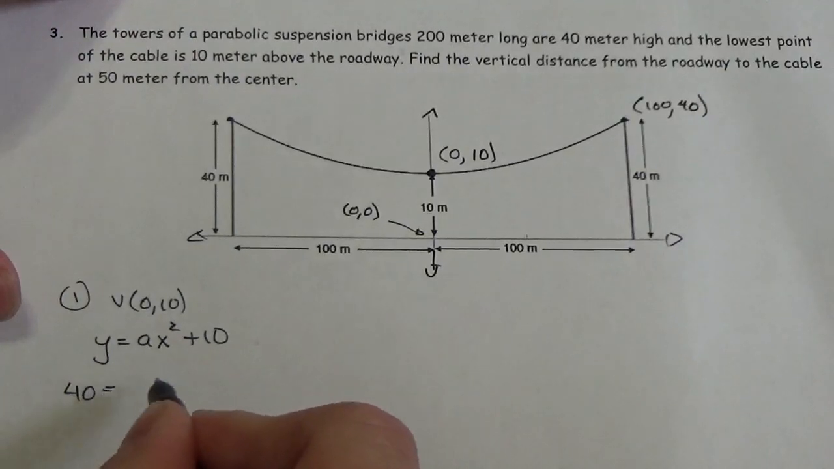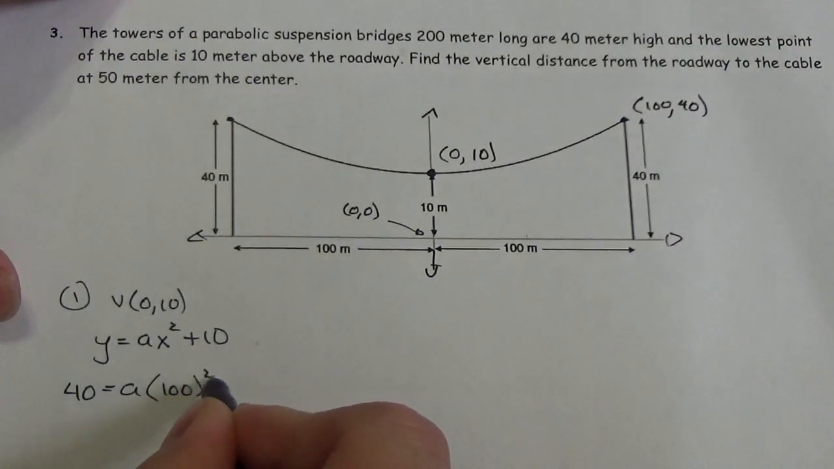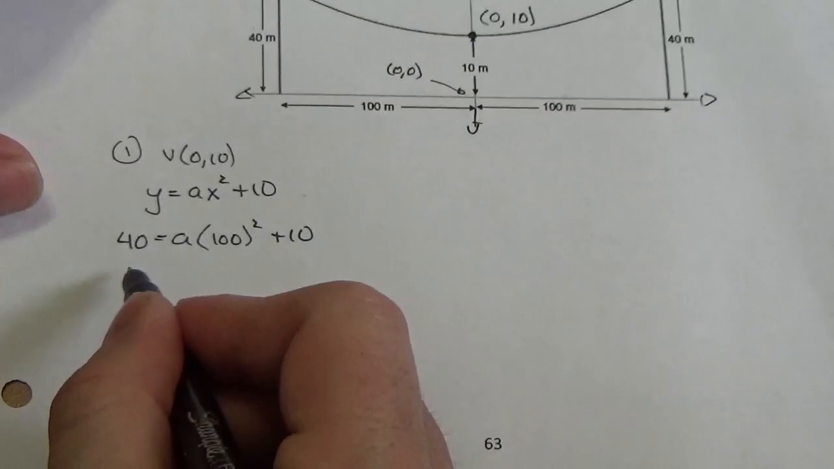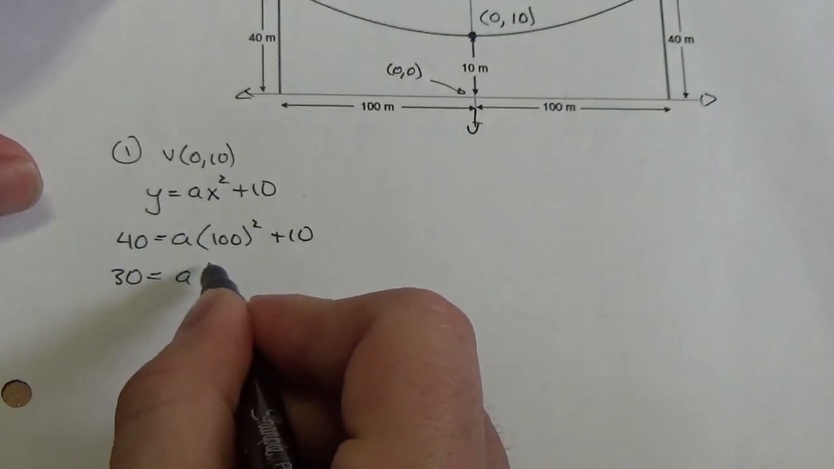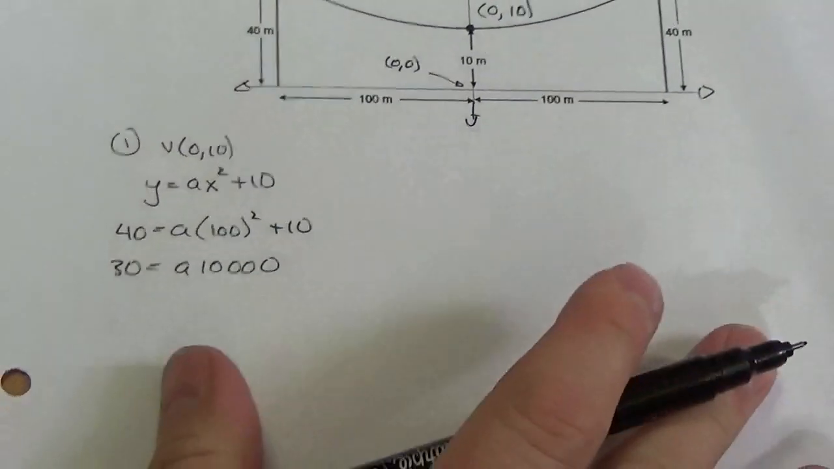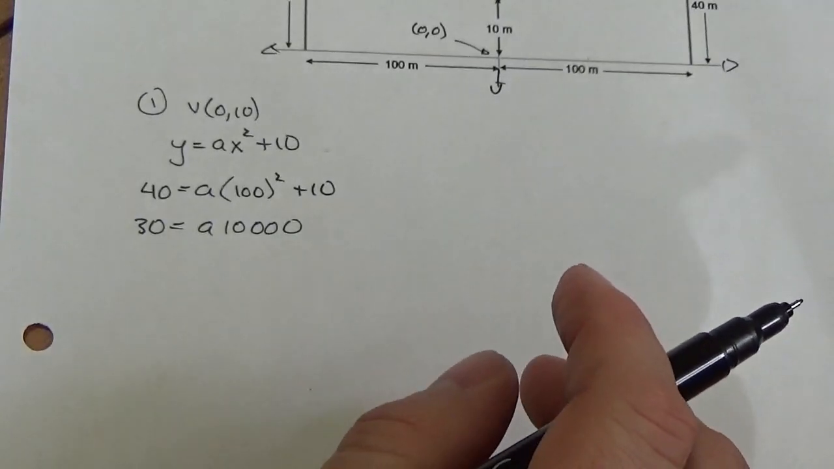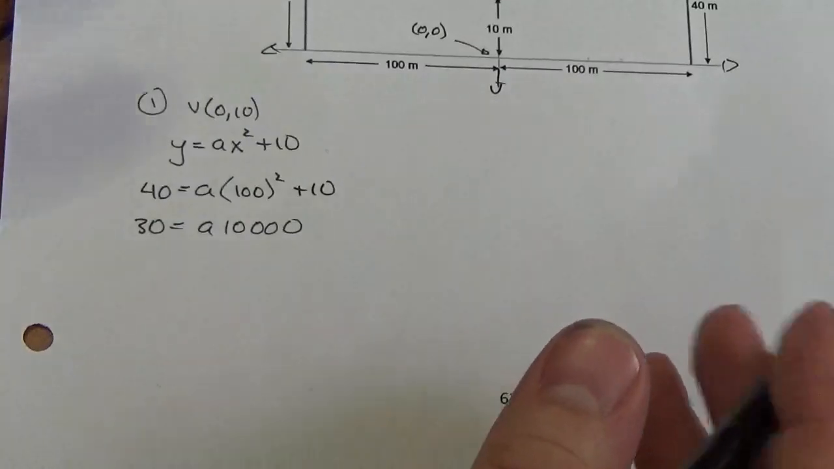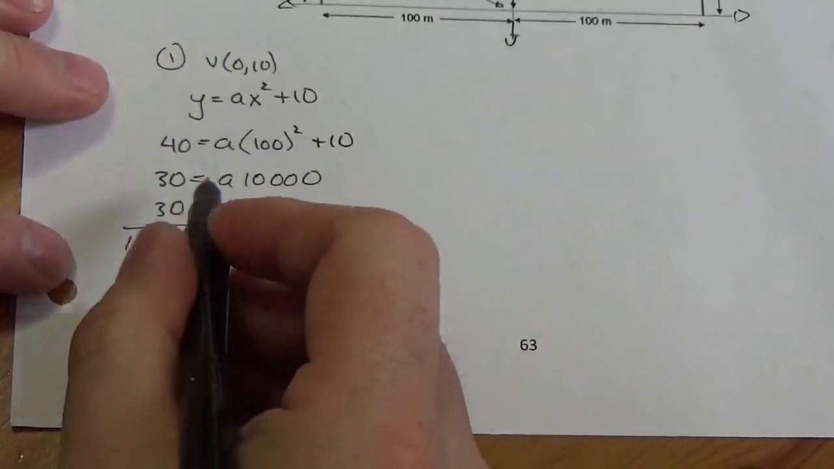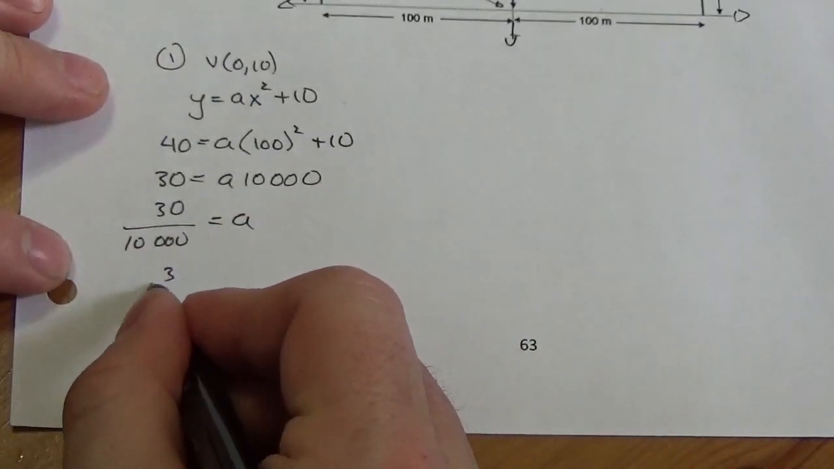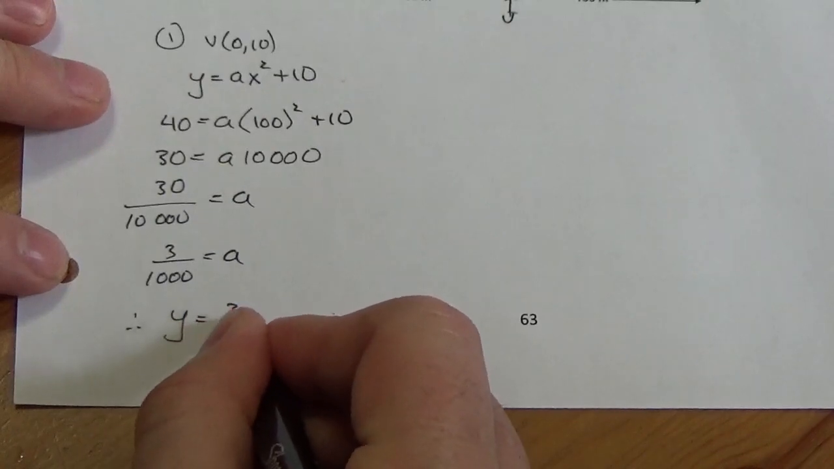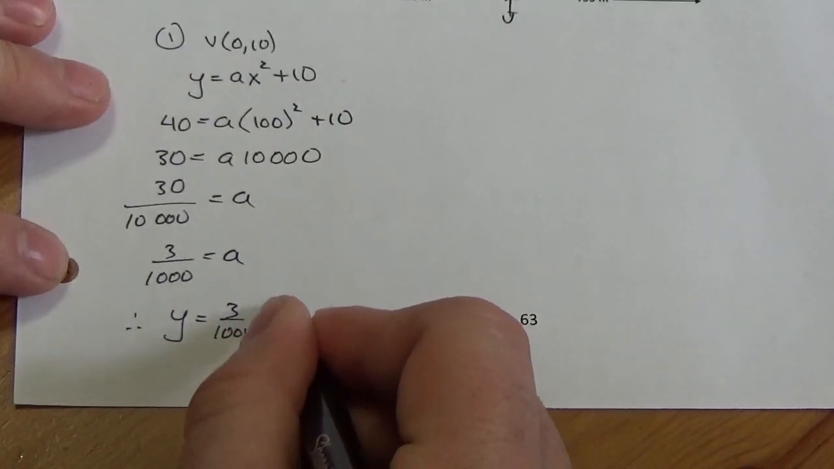So 40 is going to equal a multiplied by 100² plus 10. The first thing I'm going to do is subtract the 10. So I will get 30 is equal to a times 100², which is 10,000. You're going to divide by that 10,000, and it's going to be a small number here. So we're going to end up with 30 over 10,000 equals a. Then in terms of simplifying, I can divide both by 10 to get 3 over 1,000 as my a value. And so therefore my equation is going to be y = (3/1000)x² + 10.